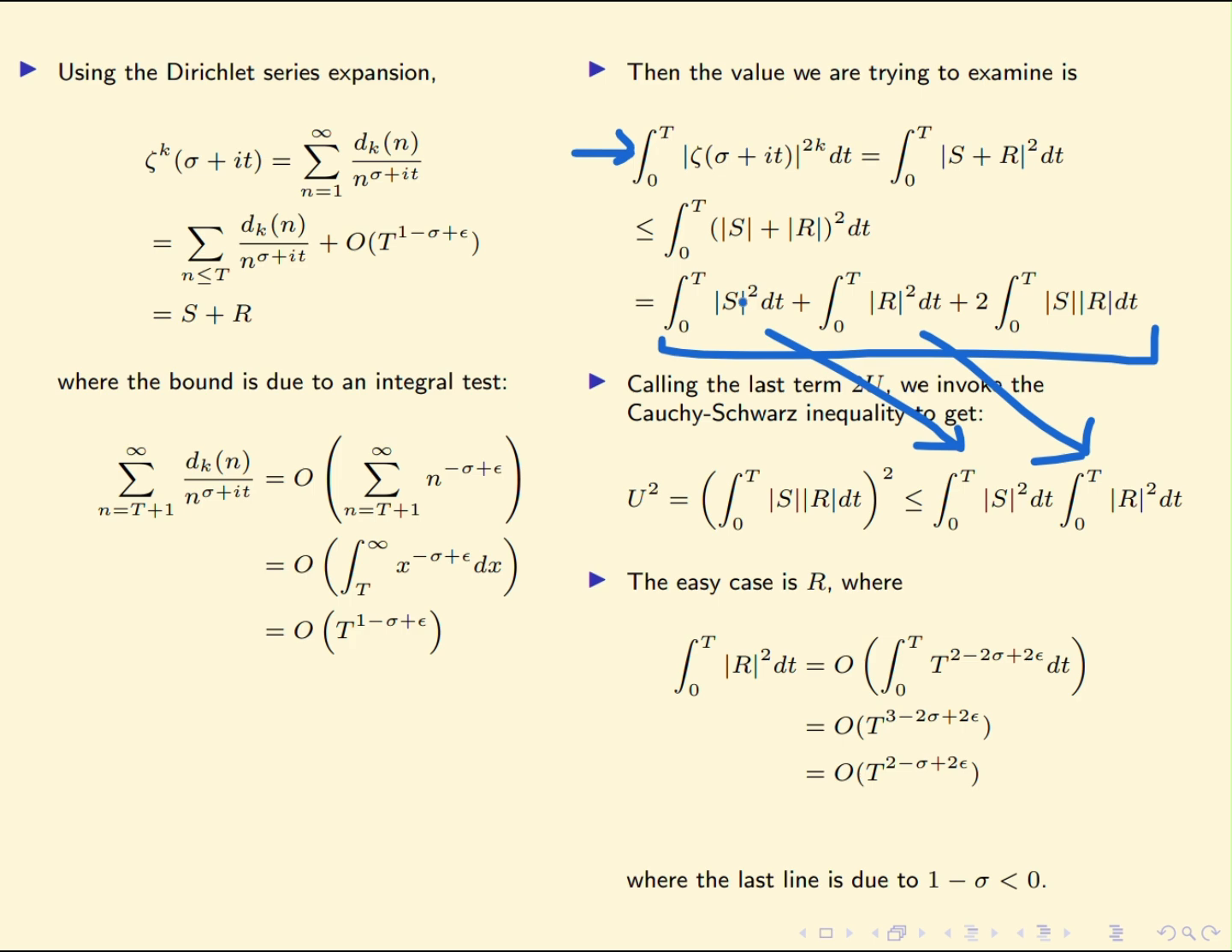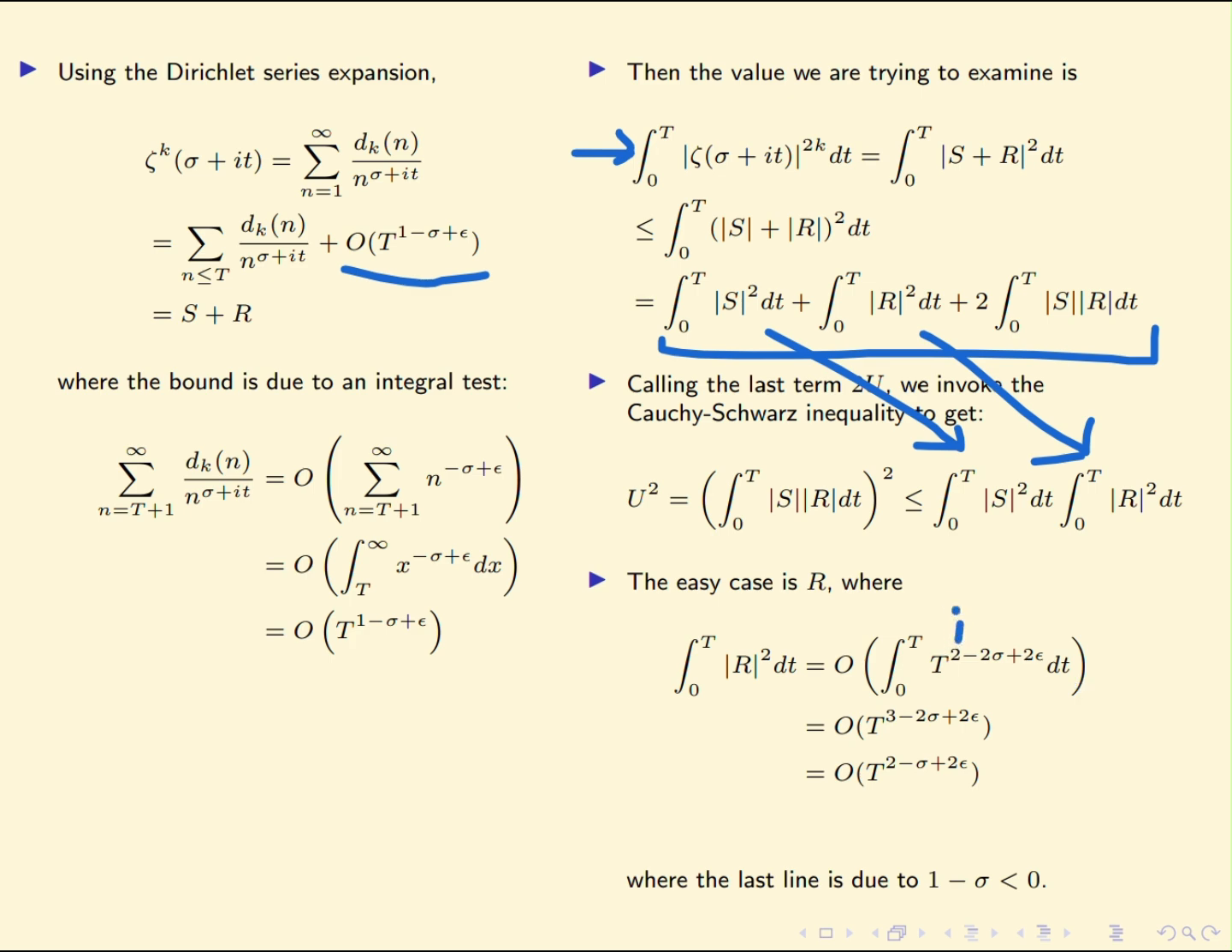So the r, remember, the integral from 0 to t of r squared dt. Remember, r is this big O, so if you square this, it goes from 1 minus sigma plus epsilon to 2 minus 2 sigma plus 2 epsilon. And remember, this is a function of big T. This is big T to some power, not little t to some power.